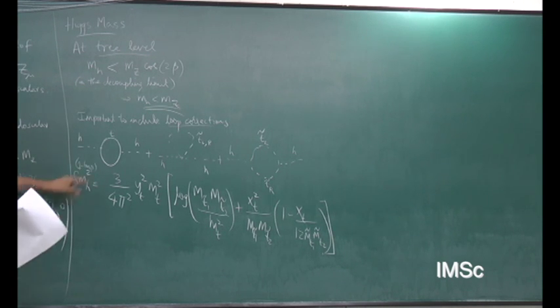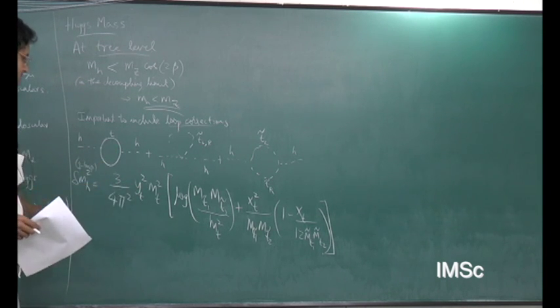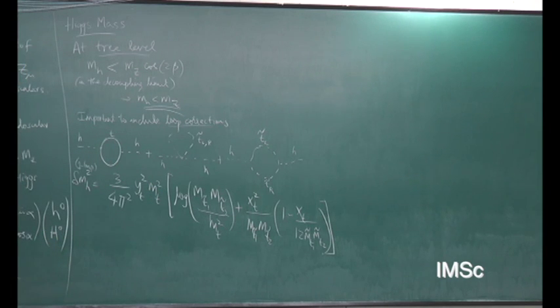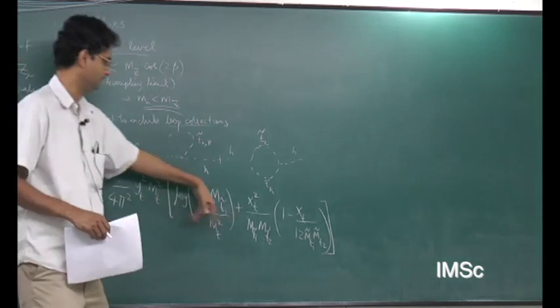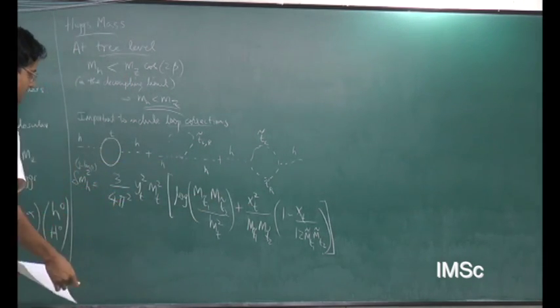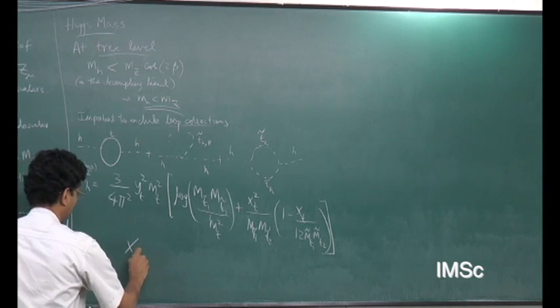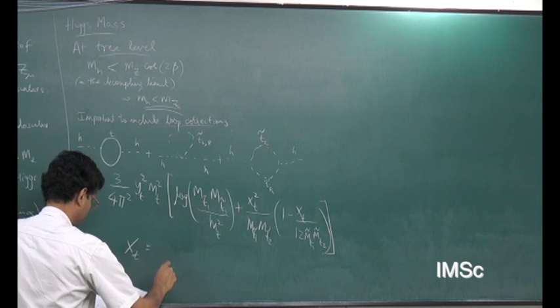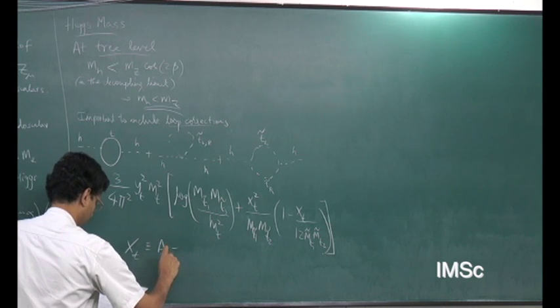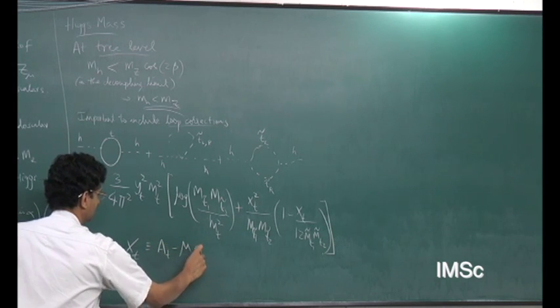So as expected, it is proportional to y_t squared. And then from dimensions, you can argue that it should be proportional to the m_top. And then this is the full thing. There will be a log, as you can expect. And this is the full thing. So the X_t is just defined to be A_t minus mu cotangent beta.